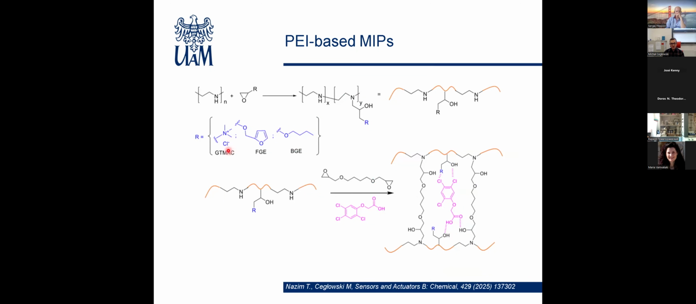We also did functionalization using 3 different systems. So this kind of ionic system, abbreviated here GTMAC, introducing the furan group, and BGE, so just an alkyl chain. Again, using the epoxy compounds and cross-linking using only one type of cross-linker in the presence of 2,4,5-T, again, one of our chlorophenoxy pesticides, the group which we studied the most.